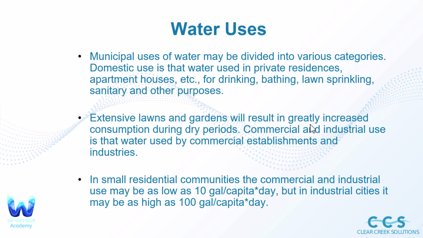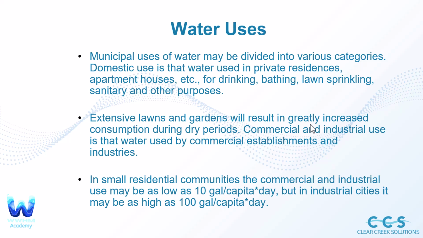Commercial and industrial use is that water used by commercial establishments and industries. Specifically, the petrol and oil industry uses quite a bit of water to extract the oil from certain areas. Also think about that consumption during dry periods. Think about California, right? Especially for watering lawns to make them look green, it's going to require a lot of water during that period because there just isn't any rain or any reserves to draw from.